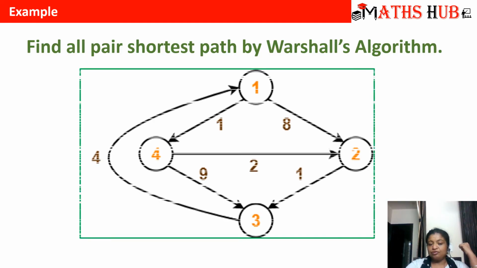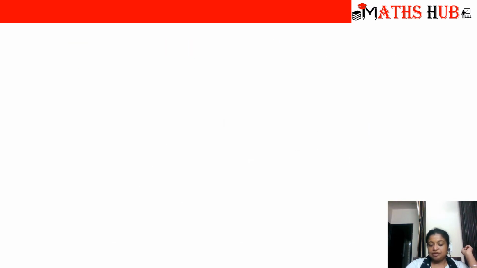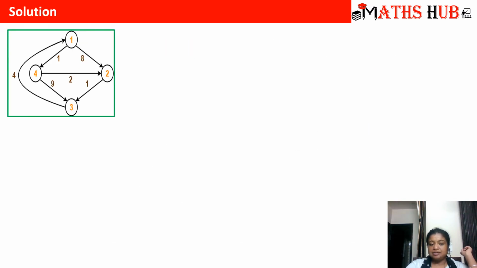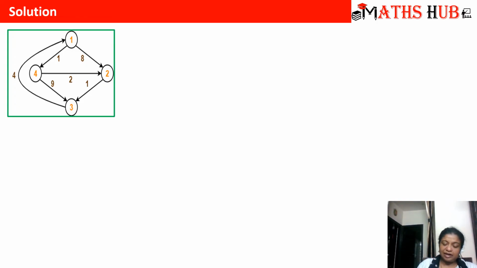So let us see how Warshall's algorithm works. We have to find the all-pair shortest path by Warshall's algorithm for this question, right? So how to go about it? Let's see. First of all, let us look at this graph and develop the first weight matrix, that is Q naught.